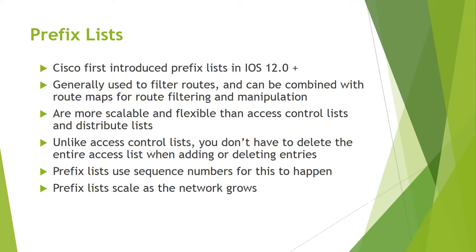Prefix list. Cisco first introduced prefix lists in IOS 12.0 plus. They are generally used to filter routes and can be combined with route maps for route filtering and manipulation. They are more scalable and flexible than access control lists and distribute lists. Unlike access control lists, you do not have to delete the entire access list when adding or deleting entries. Prefix lists use sequence numbers for this to happen. Prefix lists scale as the network grows.